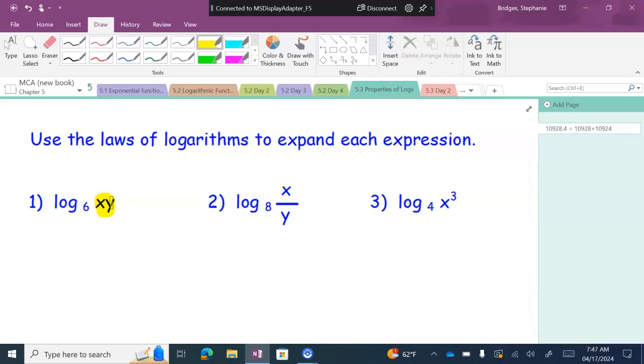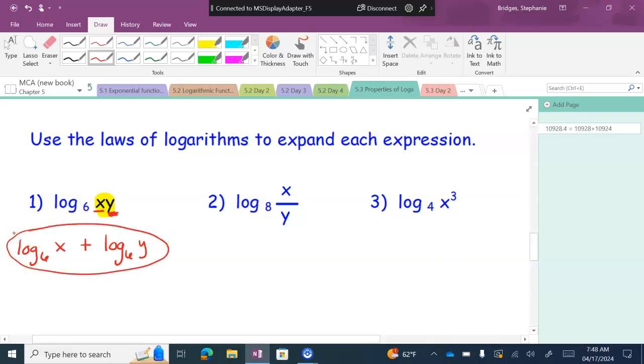Multiply. So in order for me to expand this into multiple logs, because they are being multiplied, I'm going to add them. So I'm going to take log, keeping the same base, the first part of my product, which is x, and then I write plus the log base 6 of the second part of my product, which is y. Neither of my arguments have a product anymore, a quotient, or an exponent, so that means I am finished with expanding that one. That's exactly how we would leave our answer.